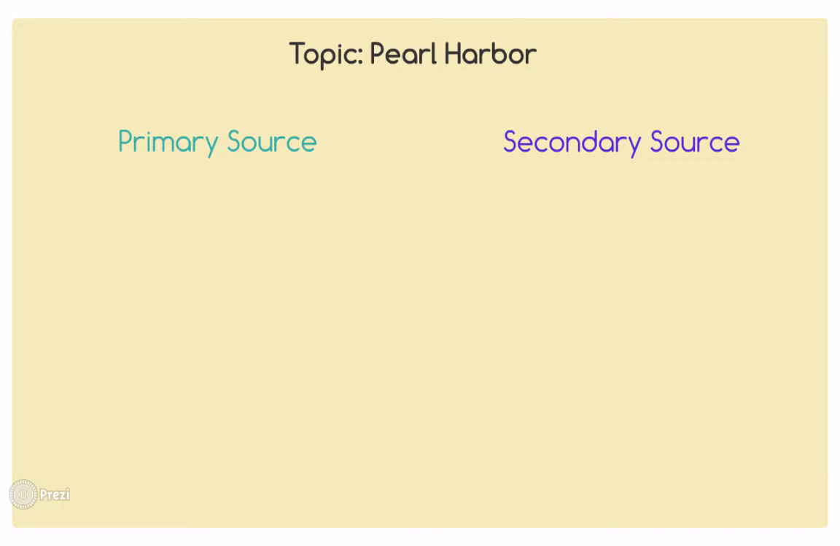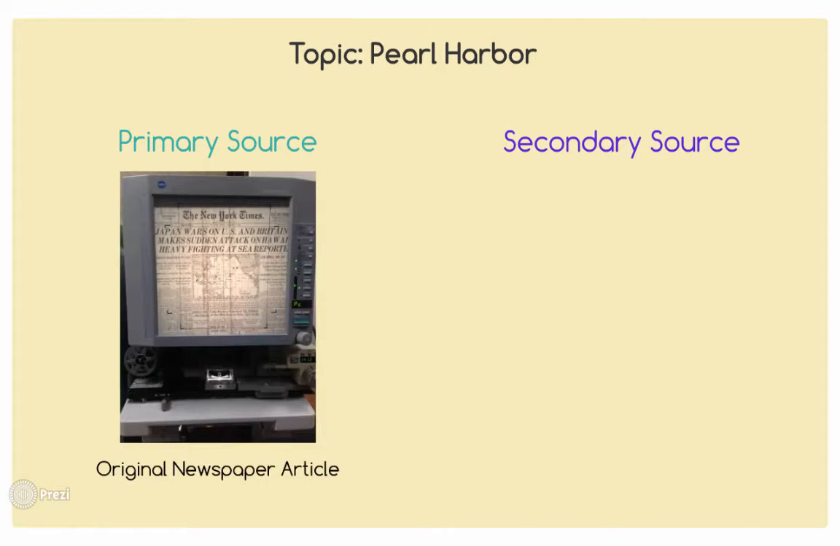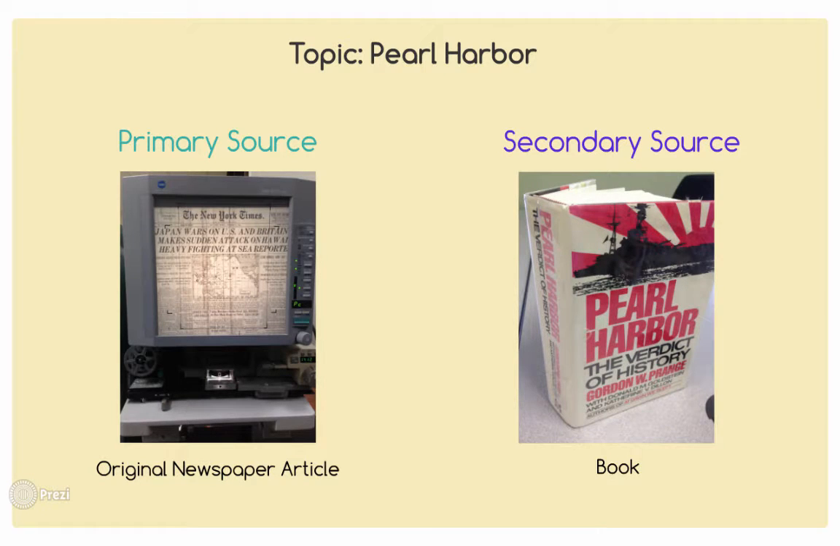Let's look at a real-life example. If you are writing a paper for your history class about Pearl Harbor, you could use an article published by the New York Times the day after it happened as your primary source, and then a book written about Pearl Harbor, such as Pearl Harbor, The Verdict of History, as a secondary source. One was written almost immediately after the event happened, and the other was written years later.